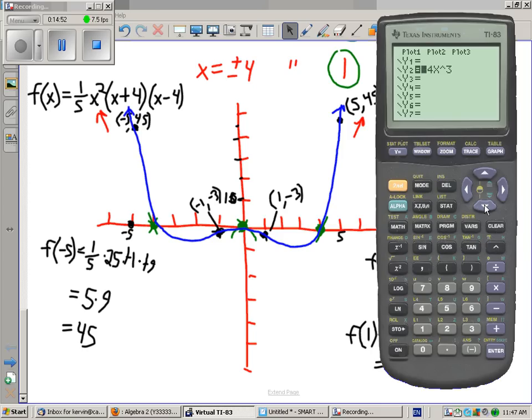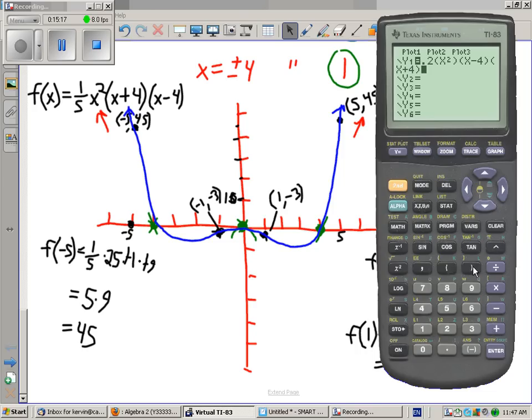Let's clear off all the other goodies that I've got on this calculator. And I'll go ahead and plug this in. I'll put it in factored form. 0.2, that's 1/5, times x squared, forgot my parentheses, times x minus 4 times x plus 4.